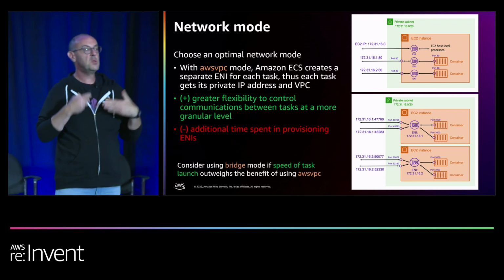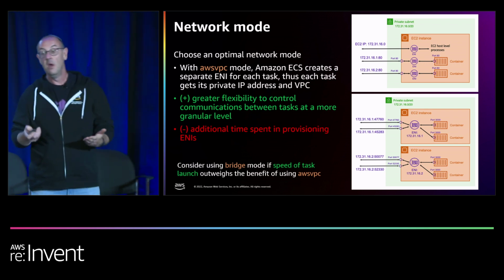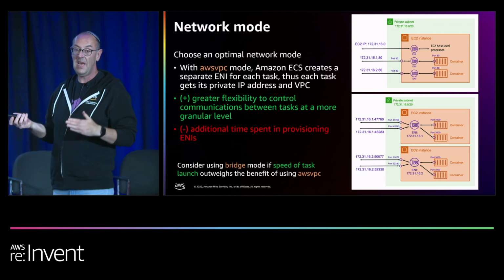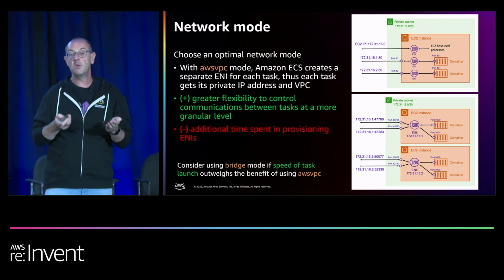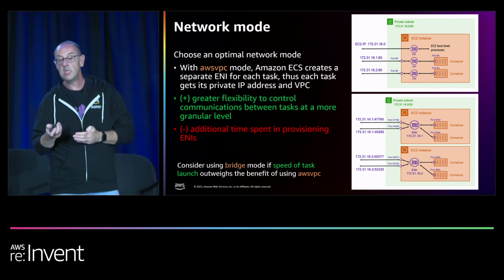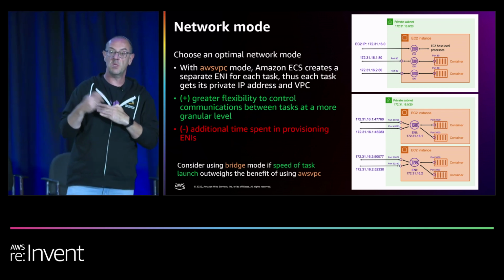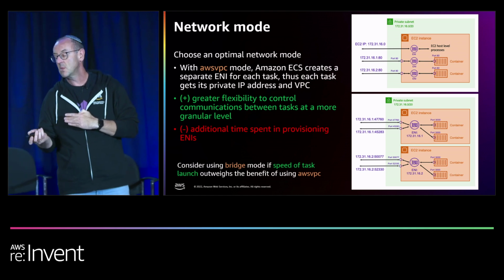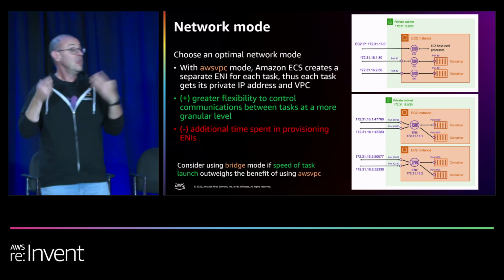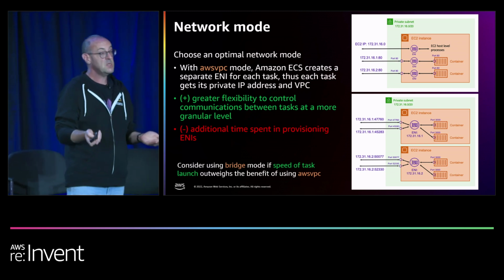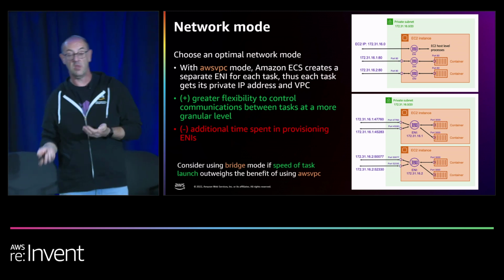If you need things to scale up very, very quickly, you can use bridge mode, which allows you to allocate local, not virtual, IPs to the EC2 instance. In this case, it doesn't work on Fargate because Fargate does not support bridge mode, only AWS VPC mode. Bridge mode will allow you to scale up your tasks a lot faster on EC2 if you need to, by using bridge and not AWS VPC.